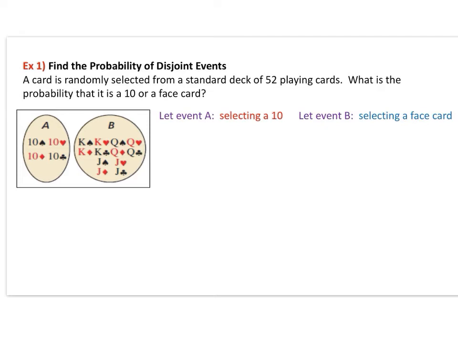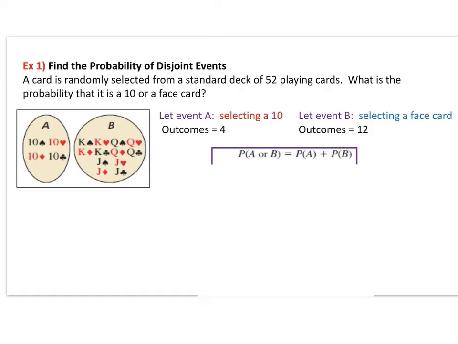So we can look at our examples here. We know that there are 4 possible 10s in a deck of cards. So our outcome for event A is 4. And then we know that there are 12 possible face cards. So our outcome for event B is 12. So when you're setting up your probability, we want probability of A or B. So that equals the probability of A plus the probability of B. So the probability of A is 4 out of 52 plus probability of B, which is 12 out of 52.